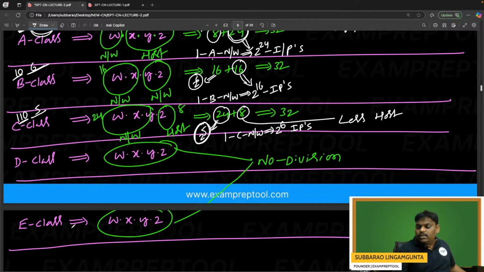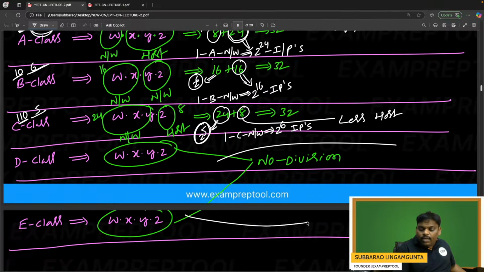Can you help me? In class D, how many IPs are possible? In class E, how many IPs are possible? Let me check. In class D, 1110 is fixed, so 4 bits are fixed. Out of 32, if you remove 4, the remaining is 28. So 28 bits, all possibilities, 2 power 28 IPs possible. What about class E? Same, 2 power 28 IPs possible.